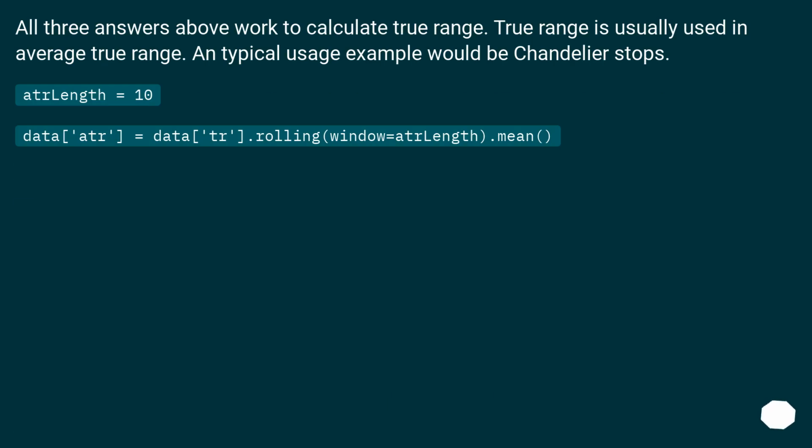All three answers above work to calculate true range. True range is usually used in average true range. A typical usage example would be chandelier stops. ATR length equals 10. data['ATR'] equals data['TR'].rolling(window=ATR_length).mean().